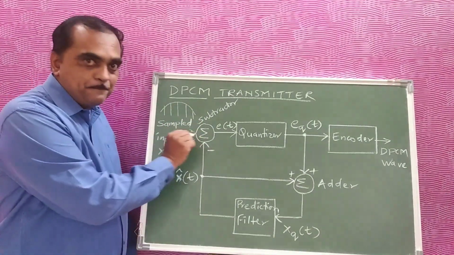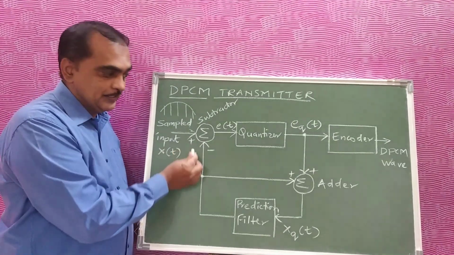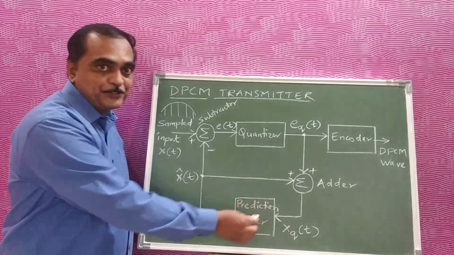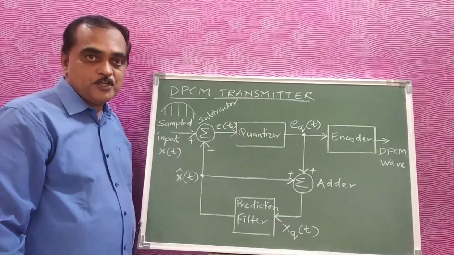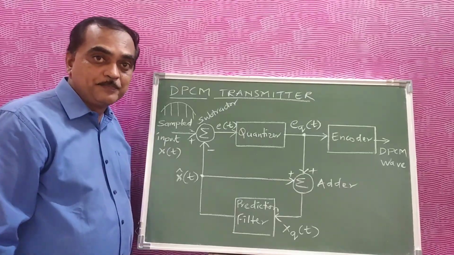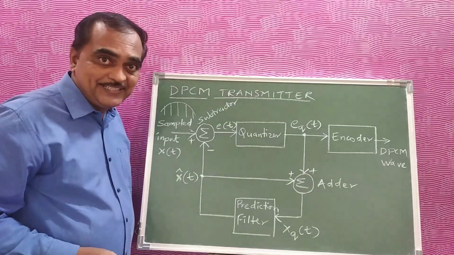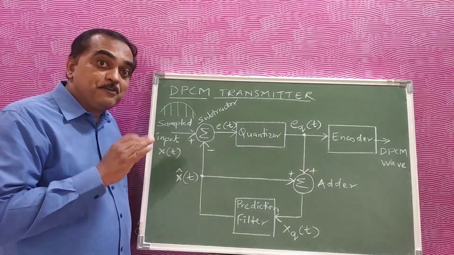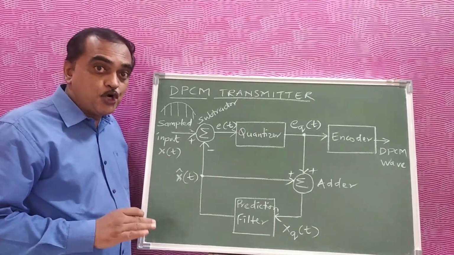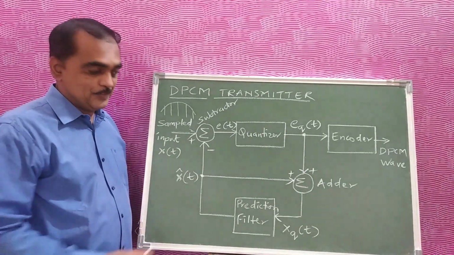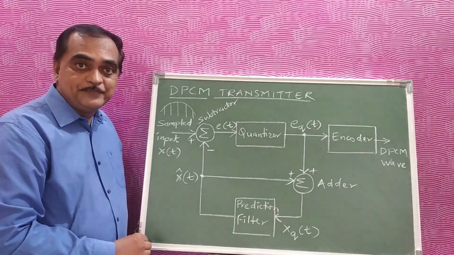It will be your analog signal, where every sample will come as an input. Now every sample will be compared with its predicted value. Here you are shown a prediction filter. This is an important stage of the DPCM transmitter, which makes it better as compared to PCM. This prediction filter predicts, from the previous inputs, the previous samples, what the present sample should be. So it will give a predicted value, called x cap t.